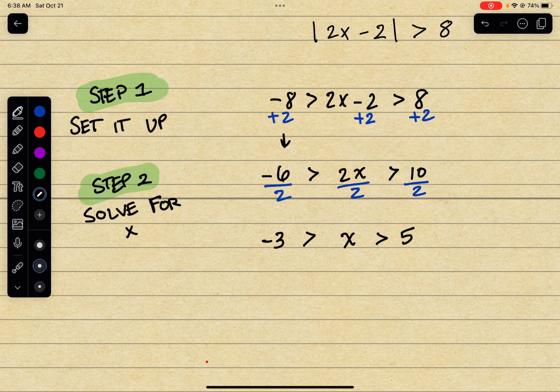Now that I have x by itself, here's what we need to do. We need to draw my number line. Draw my number line, and then 0 will always go in the middle, and the two numbers that we have on the left side and the right side go just anywhere right here. We'll say negative 3 and 5. Now here's where we have to know how to read the statement in order for us to actually do the shading part. So real quick, let's just look at this side right here.